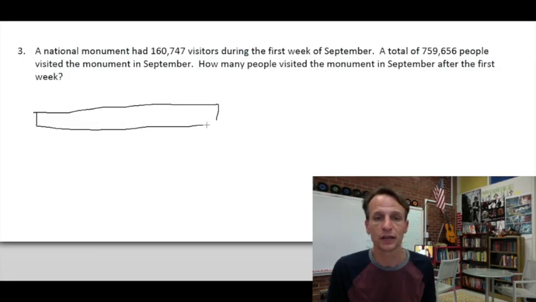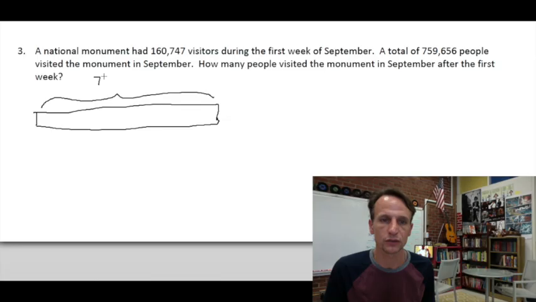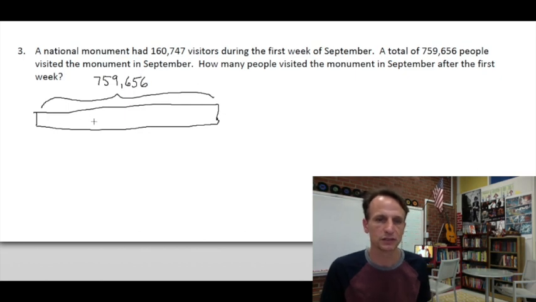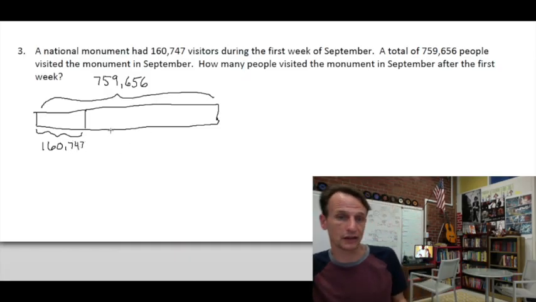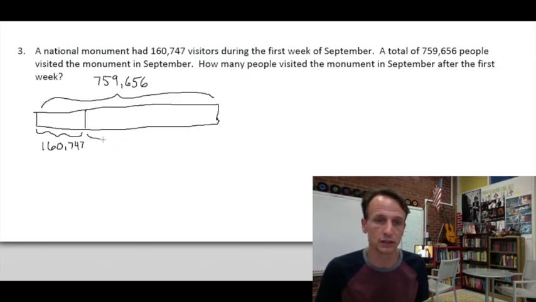Oh yes. So there's the whole stinking month of September. And for the whole month, we will bracket it. We have 759,656 visitors. And then for that first week, I'm just going to slice it there for the first week. Bracket. We have 160,747 visitors. Okay, so now to find the unknown here, I will use V for visitors.